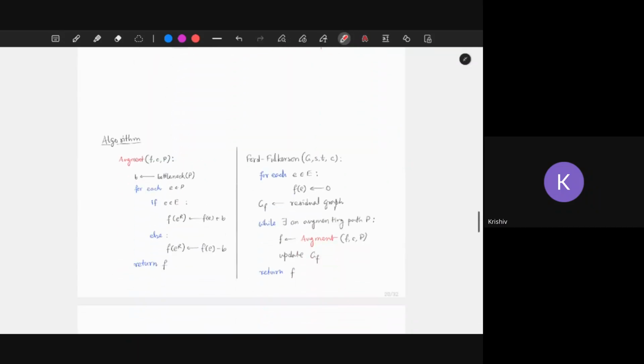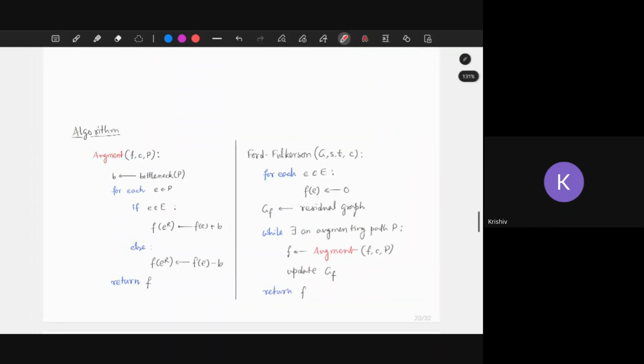So I have written down the algorithm for you, so you can maybe check it out later. First, find the augmenting path, find the bottleneck edge, the minimum capacity edge. For each edge, you take plus b or minus b accordingly on the residual graph. And you return the flow.